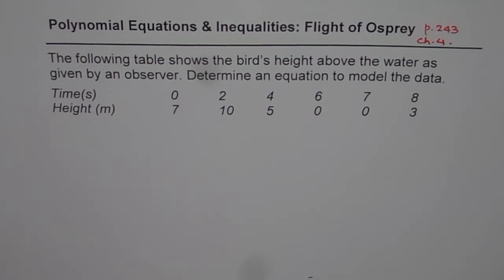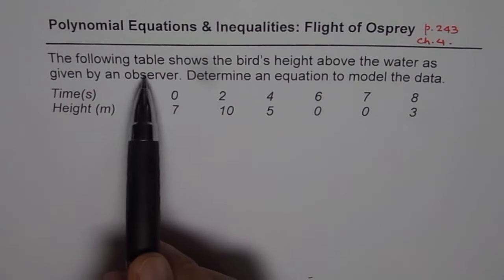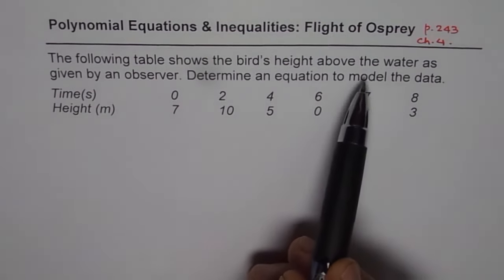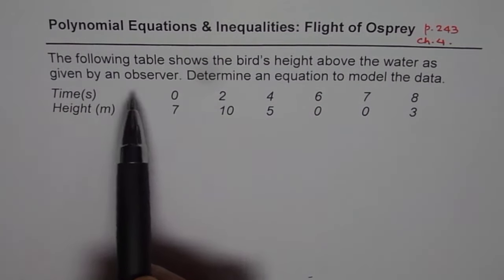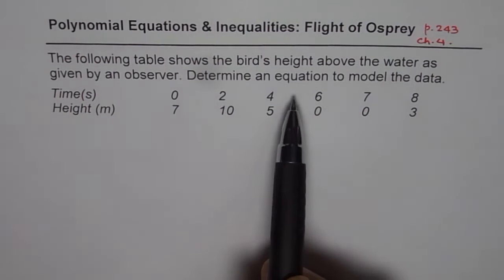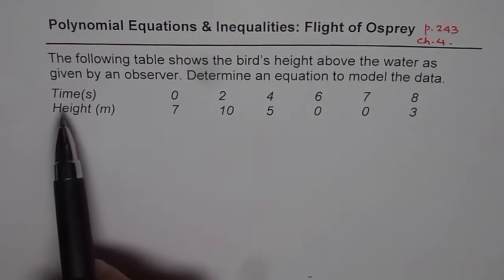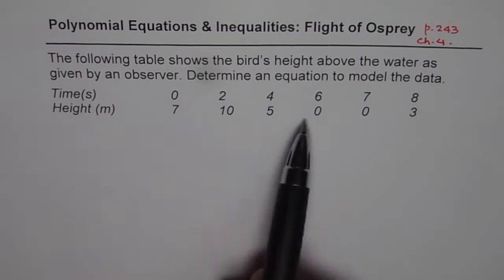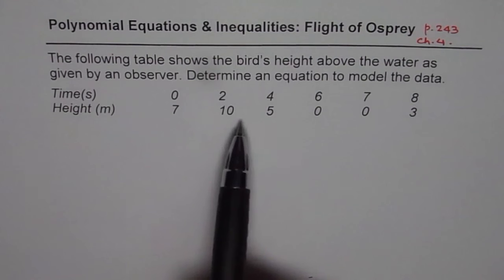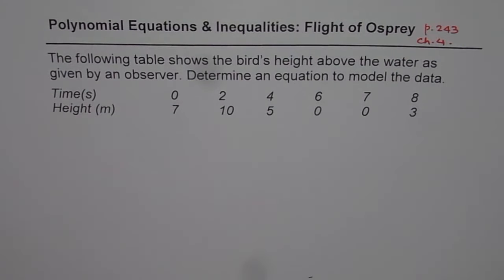Now, there are many sections to this question, but the main part is to find the polynomial equation which can represent the data. And that is the part which I'll do in this particular video. A part of the question is, the following table shows the bird's height above the water as given by an observer. Determine an equation to model the data. At different times, we have the height of the bird: 0, 7, 2, 10, 4, 5, 6, 0, 7, 0, 8, 3.